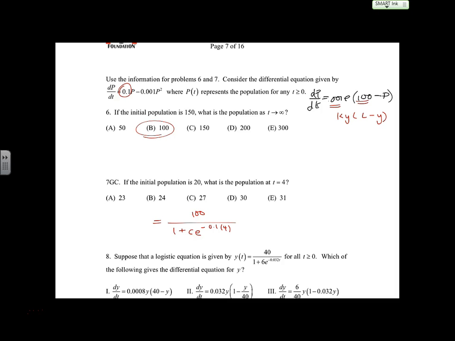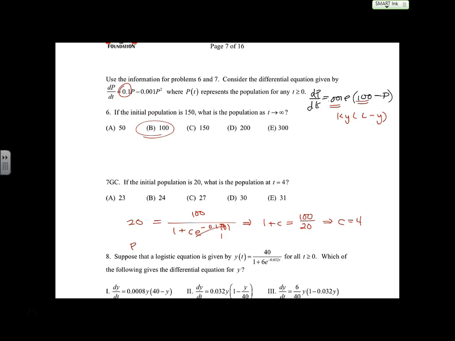Oh wait, what is the population? So C is 20? No, C is 4. I need to plug in 0, not 4, because it's our initial, so when time equals 0, that's going to be 1. We're solving for C right now. So e to the 0 is just 1. Multiply, so I have 1 plus C equals 100 over 20, which is 5, minus 1. So it does end up being 4.